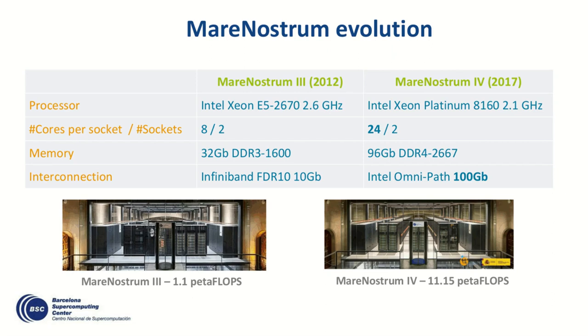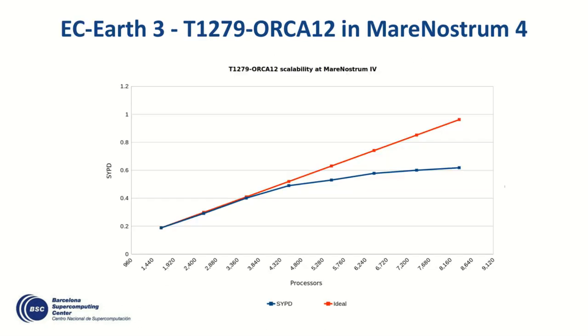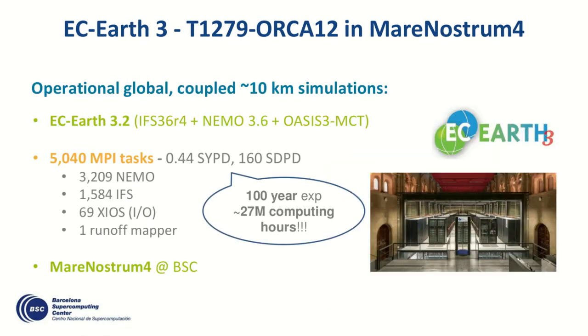Also, the network was increased, which is very important for our models, because at this scale, when you scale the model, they do a lot of communication. So having a better network for sure increases the throughput. So we did a new scalability test on MareNostrum 4, and we saw that we could reach even half a year per day, which is like 3 times better than the one that we had. By only changing the supercomputer, I think it's a good mark.